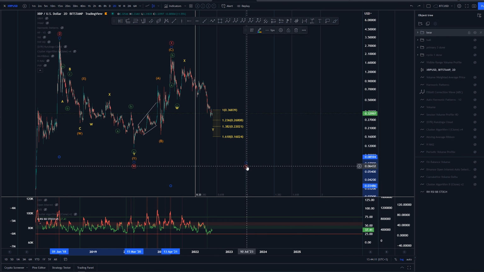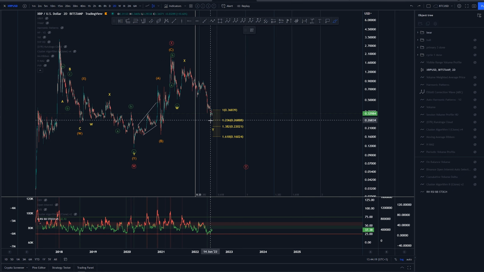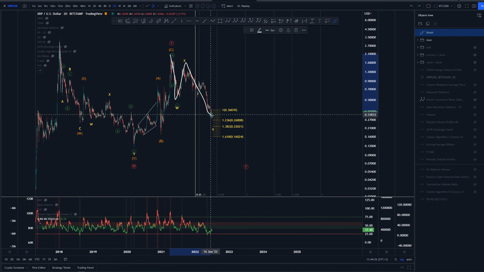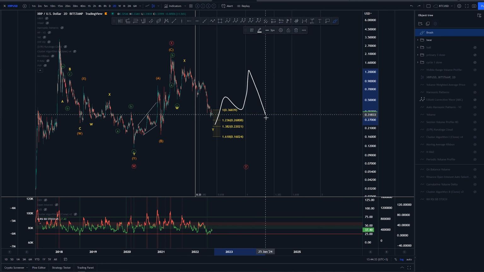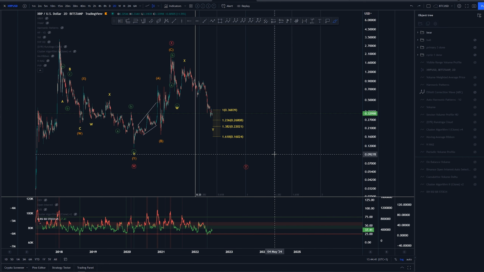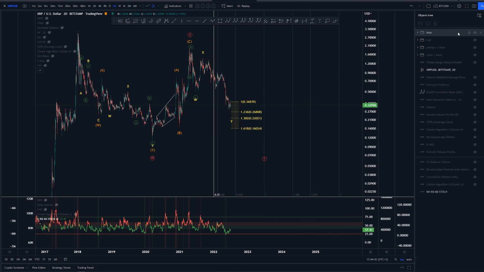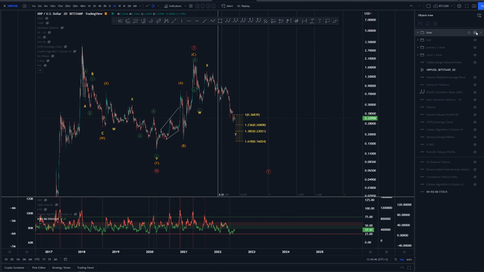One-to-one extension of this wave Y in time compared to wave W here would be the next summer, in which we would be creating a new low, according to this count at least, according to the time analysis. Of course, as this wave WXY has taken quite a bit of time already, I would be expecting it to take a bit longer if we are going to be doing something like this. So most likely end of next year or early 2024. But that is the bearish case.